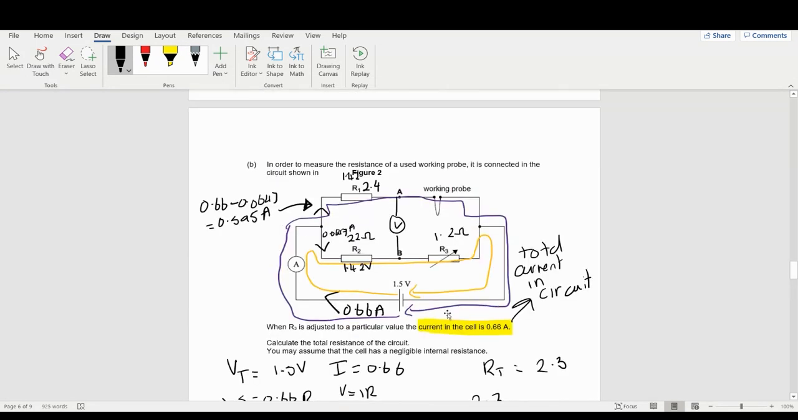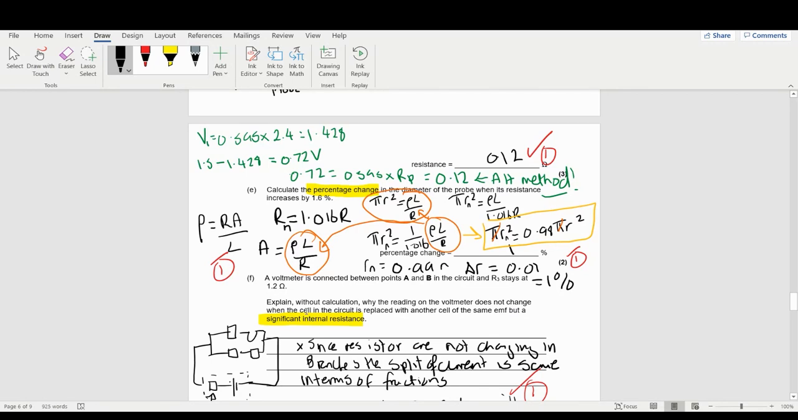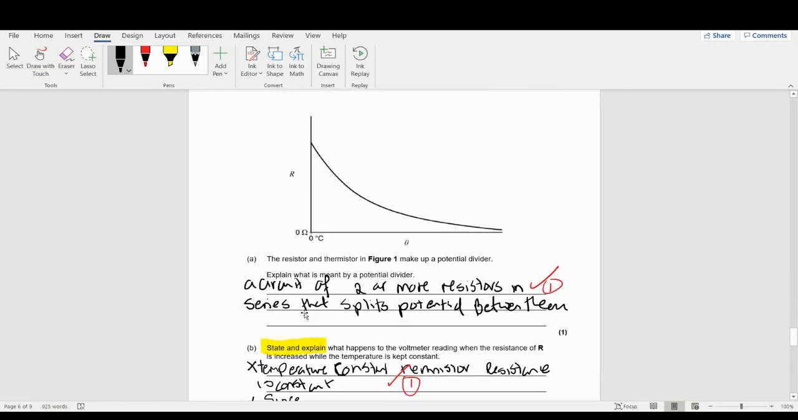You are more than welcome to draw all over your circuits. That's absolutely fine. Doodle like I am. You're more than welcome to. You're not going to be penalised for doing that.